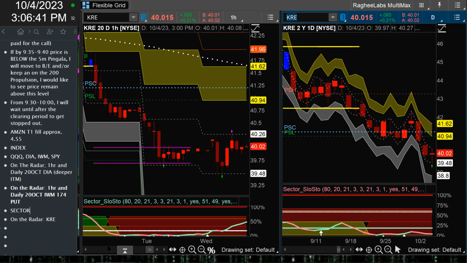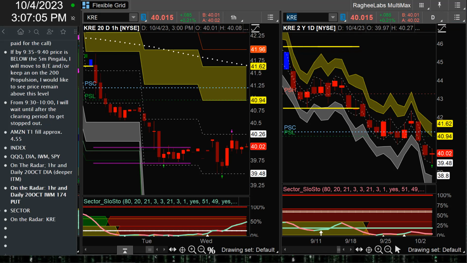Do I mind that they're in agreement? Absolutely not. I love it, but I don't need it. This is not, I'll only trade the 1 hour because of the daily. Not at all. The 1 hour can stand on its own. Is it better if the daily is in agreement? I think it certainly does not hurt. Right? So let's jump out once again to where we could find some liquidity on the KRE.